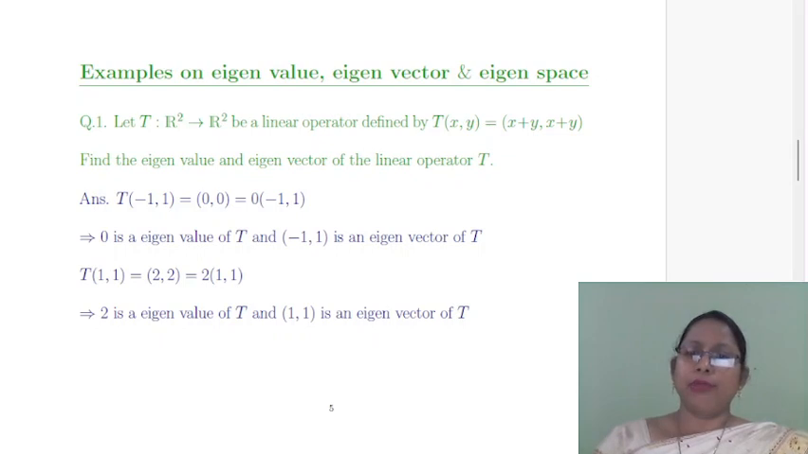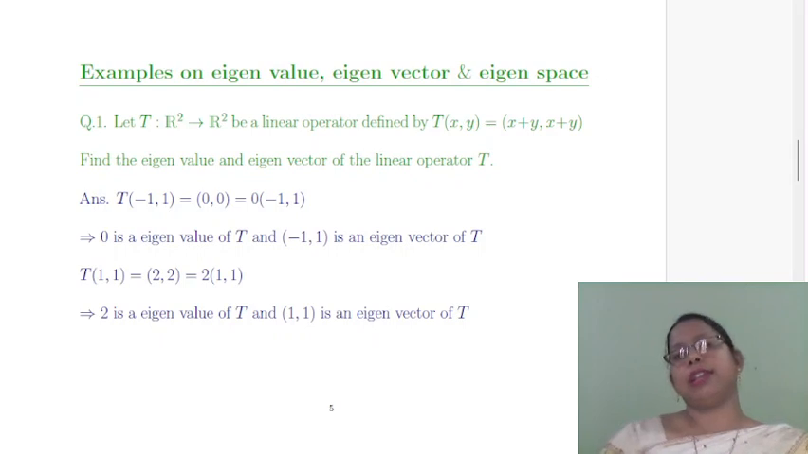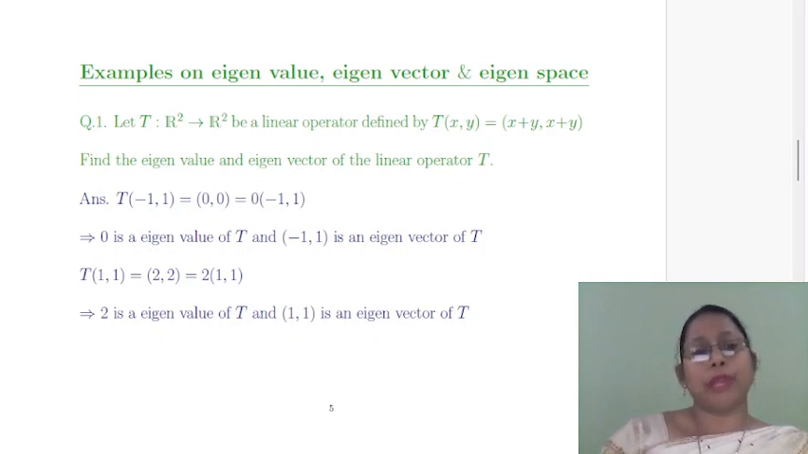But here we will find the eigenvalue and eigenvector by inspection, by using intuition. We will discuss the characteristic polynomial and characteristic equation in our next lecture. Here we are going to find the eigenvalue and eigenvector by inspection.